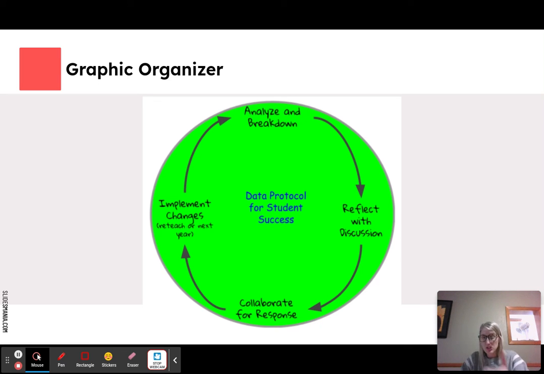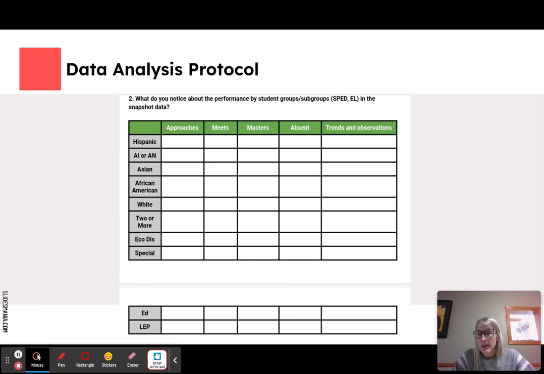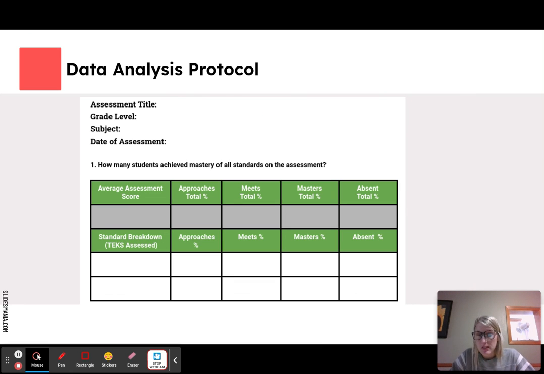It gives teachers a vision. And this can be used for any subject, any group of kids, really. I think our data protocol is very diverse and able to be adjusted for any subject, like I said.